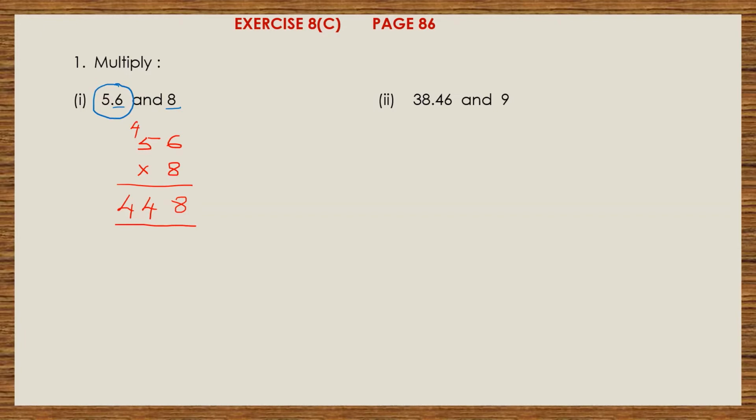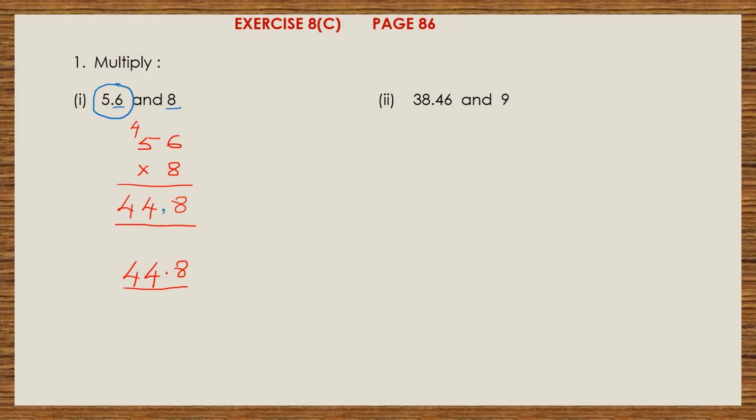That means I must put a point in such a way that after the point there's only one digit. So I'm going to put my point here. So now I have 44.8. So that is my final answer. My final answer is 44.8. You can check your question and your answer to see if you have the same number of decimal places. One in the question and one in the answer. Let's go on to the second one.